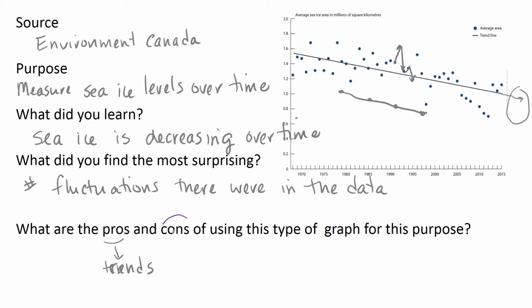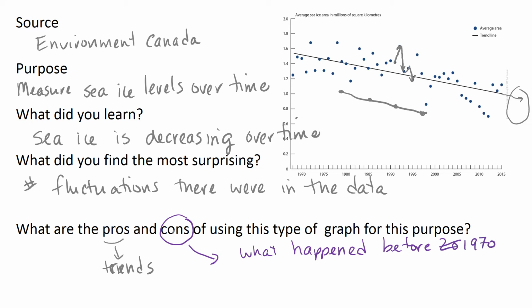The con is all the information that's missing. It tells you something about the sea ice between 1970 and 2015, but it says nothing about what happened before 1970.